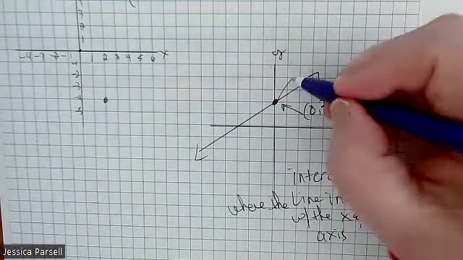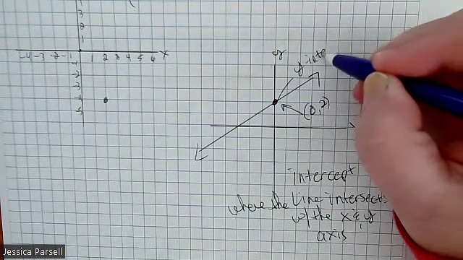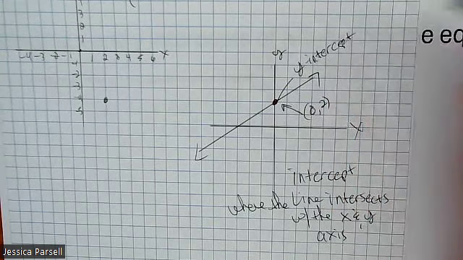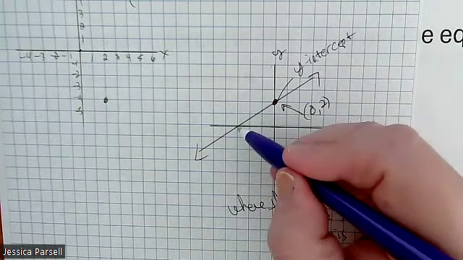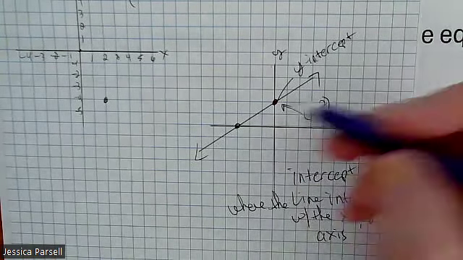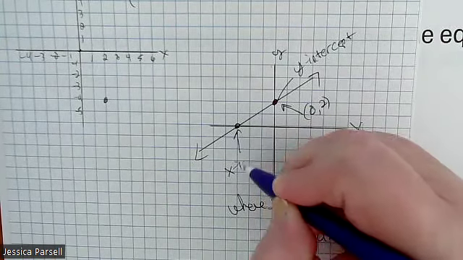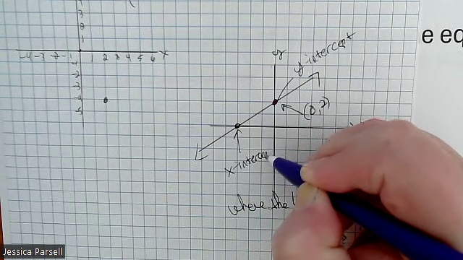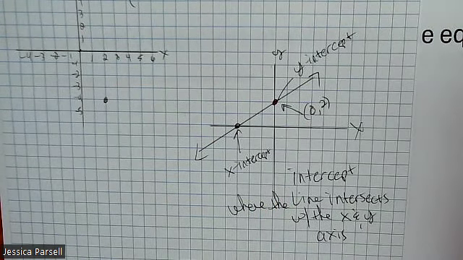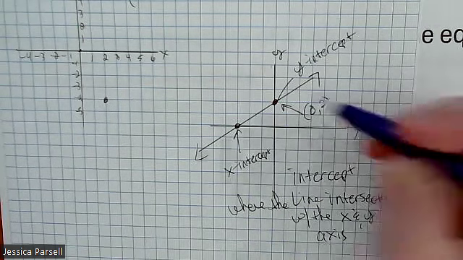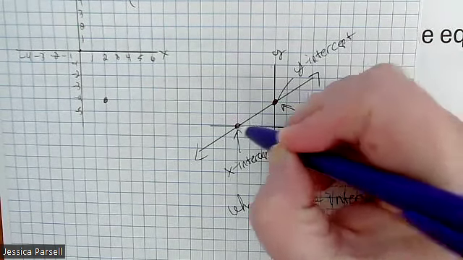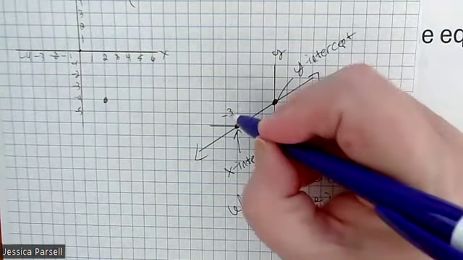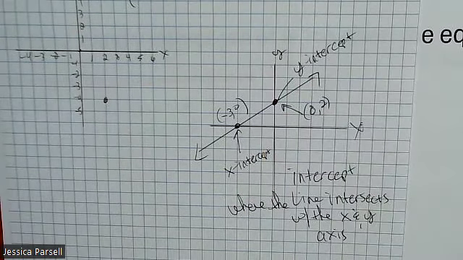This is the y-intercept. Okay, this point here is where it slams into the x-axis. This is the x-intercept, or where it slams into or intersects with the x-axis. This is -1, -2, -3, 0.